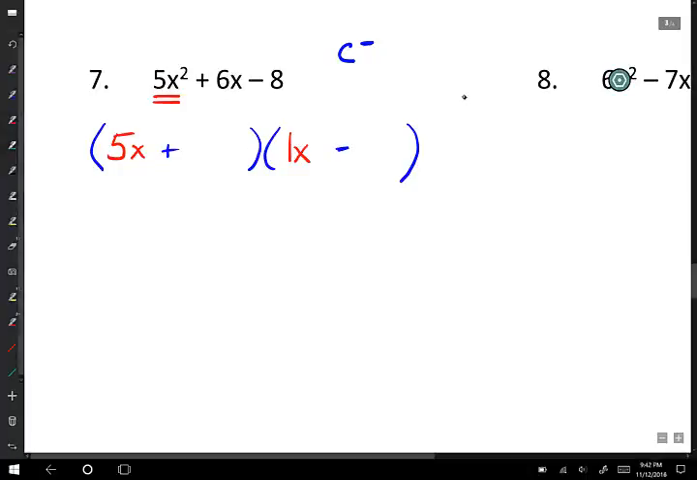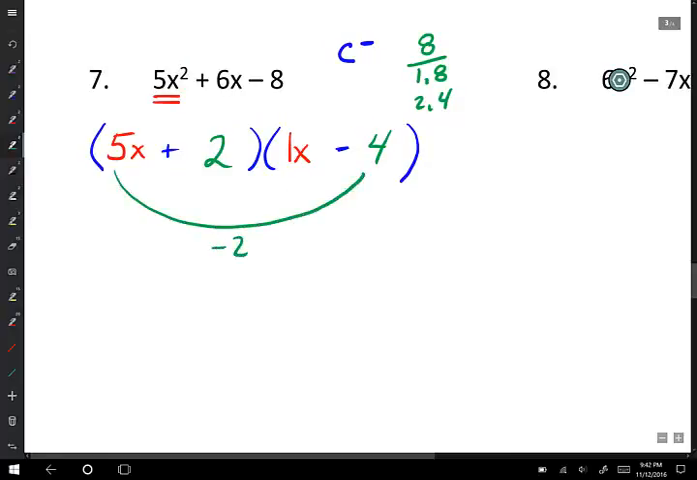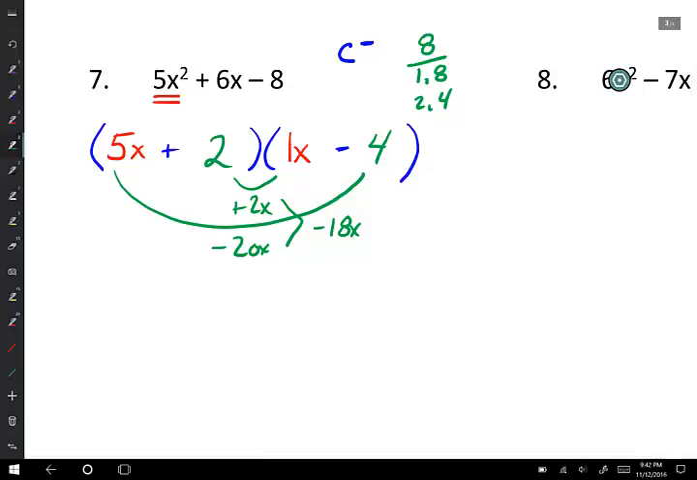What are my factors of 8? Well, my factors of 8 are 1 and 8, 2 and 4. Let's go with the interior ones, 2 and 4. So I'm going to put the 2 in, put the 4 in. We multiply, negative 20x, positive 2x. Well, that's negative 18x. Certainly it's not positive 6, so that one did not work. So let's try the next one.